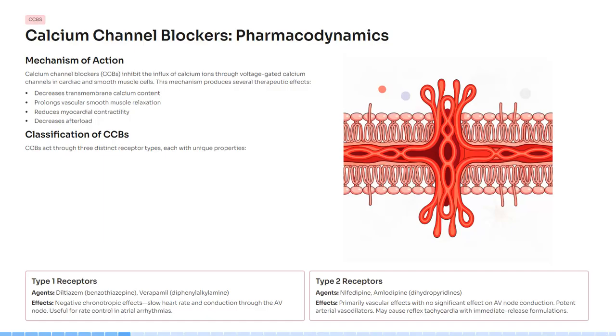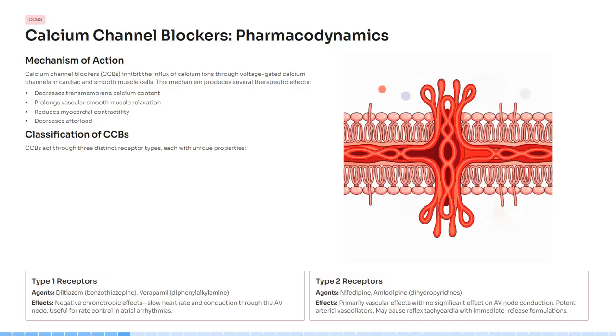Calcium channel blockers. What is the mechanism of action for calcium channel blockers? Well, they inhibit the influx of calcium ions through the voltage-gated calcium channels in cardiac and smooth muscle cells. That produces several therapeutic effects: it reduces myocardial contractility, decreases the afterload, prolongs vascular smooth muscle relaxation, and decreases transmembrane calcium content. Calcium channel blockers act on 3 distinctive receptor types with unique properties.